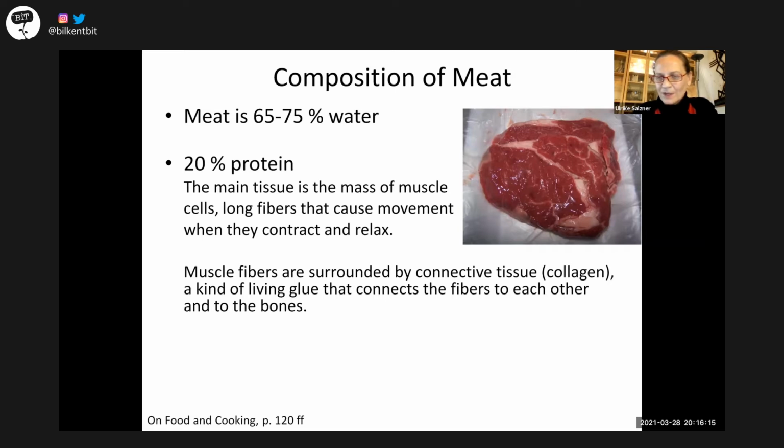And this is because the collagen dissolves and turns into gelatin, and the gelatin makes a structure, and if you cool it down, it gets solid. So this comes also out of the bones and also from the connective tissue.